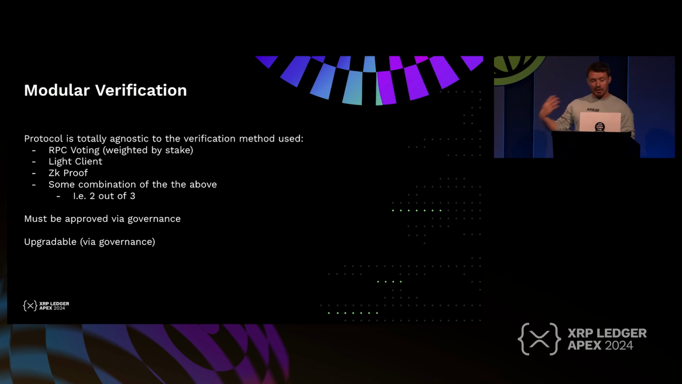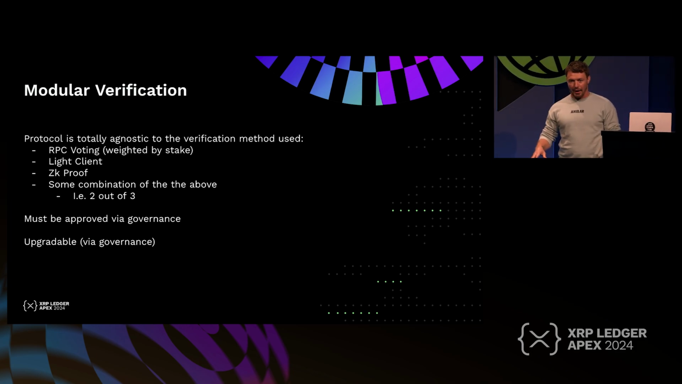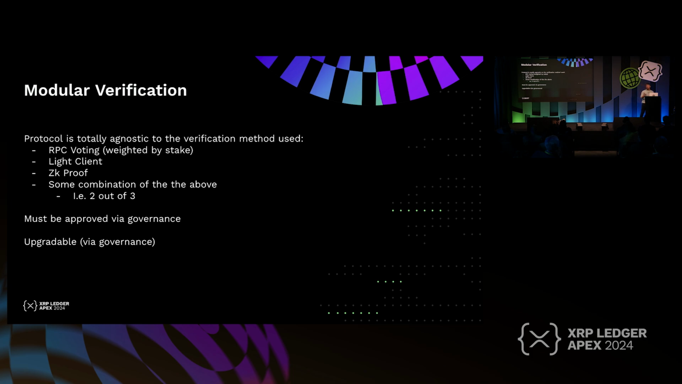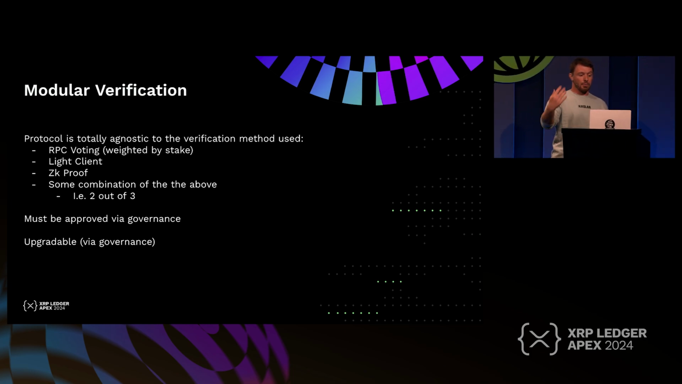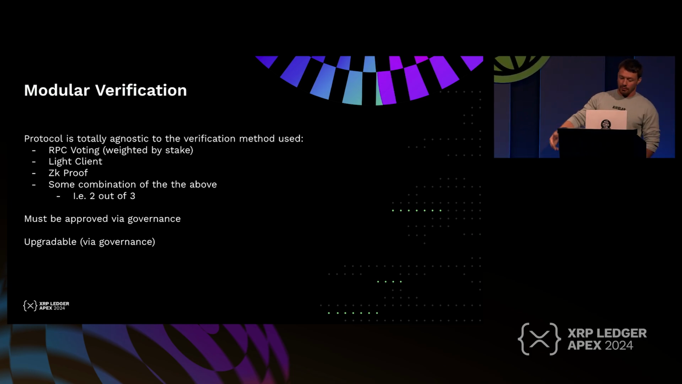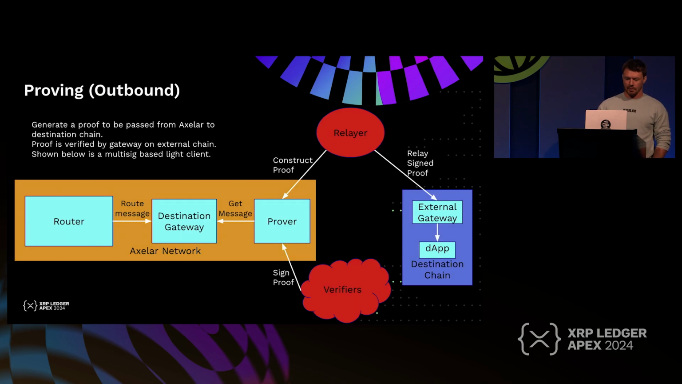The verification methods need to be approved via governance. So if you write some verifier that's very, very bad, assume it won't be approved via governance. They can also be upgradable via governance as well. And when I say governance, that's the Axelar validators, the Tendermint validators of the Cosmos chain itself. Anyone can submit a proposal and say, I want to upgrade my verifier, and if it's voted yes, in about a week, it goes live.